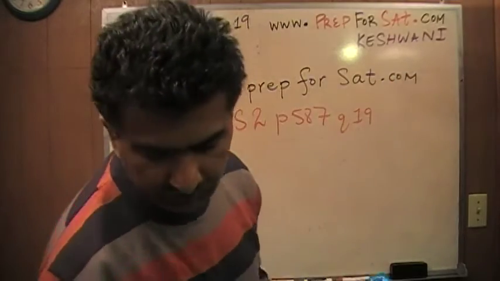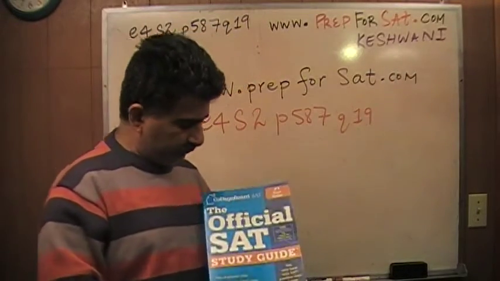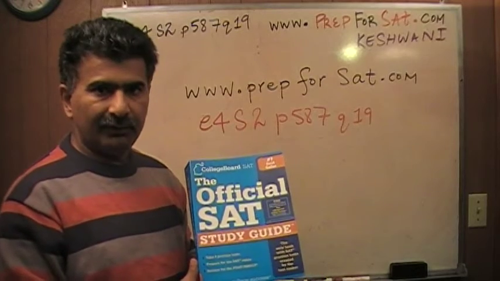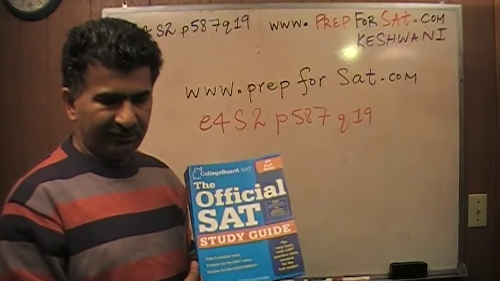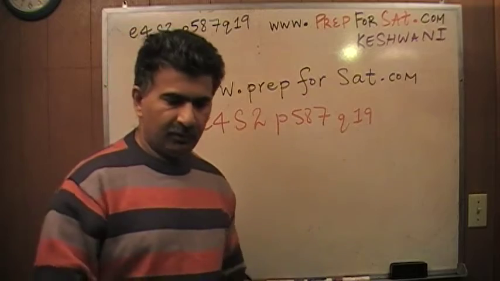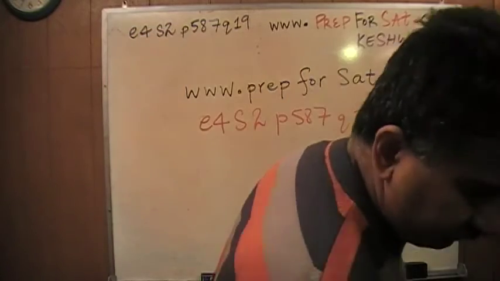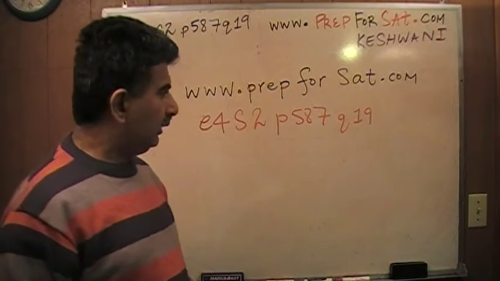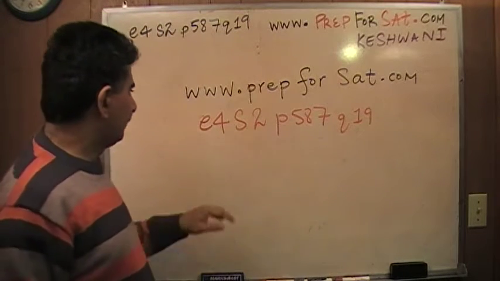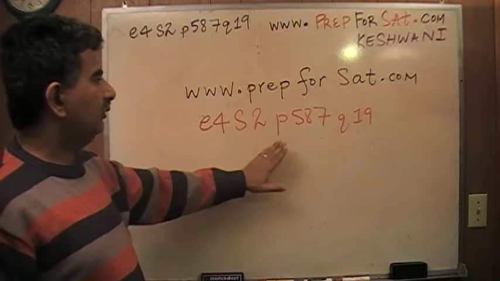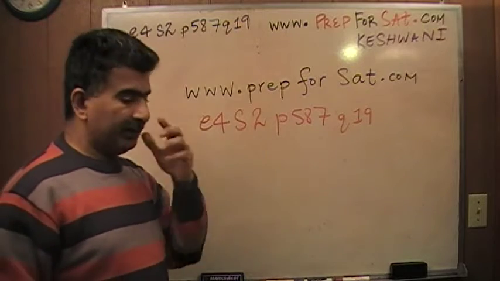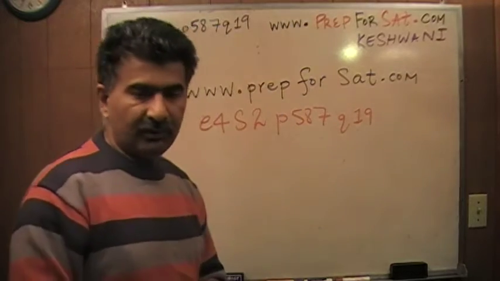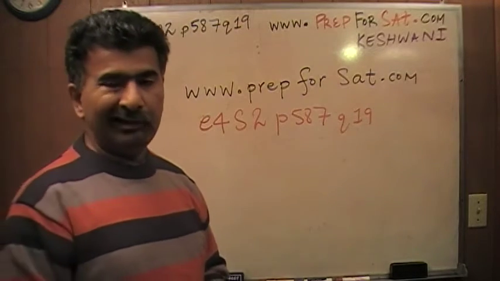I have been solving math problems from this book, the official SAT study guide. There are 8 exams in it. Each exam has 3 math sections, and I've been trying to solve as many questions as I can and post them on YouTube. The problem that I'm working on right now comes from exam number 4, section number 2, page 587, number 19. This particular section has 20 questions. This is number 19, which means according to College Board, this is supposedly a hard question.